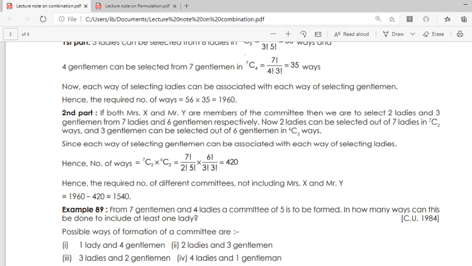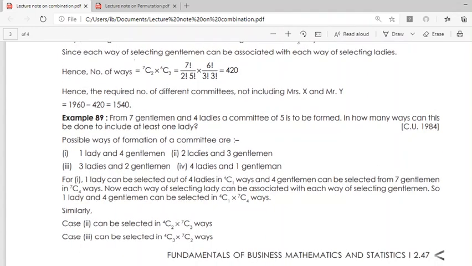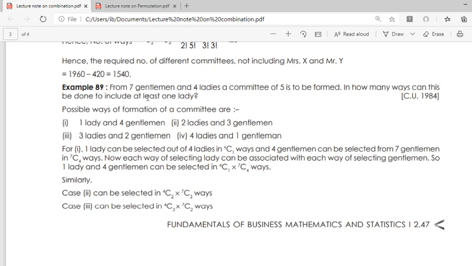Now let's look at example 69. From 7 gentlemen and 4 ladies, a committee of 5 is to be formed. In how many ways can this be done to include at least 1 lady? There are possible ways you can form this committee. You must include at least 1 lady. There are 4 possible ways you can form that committee.